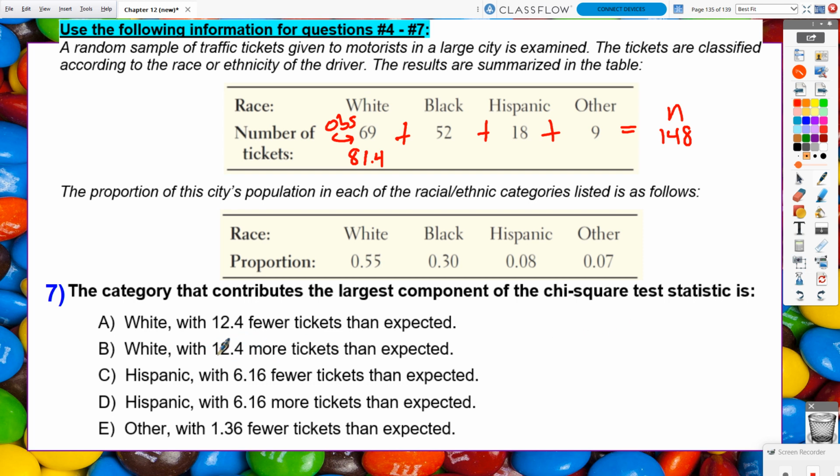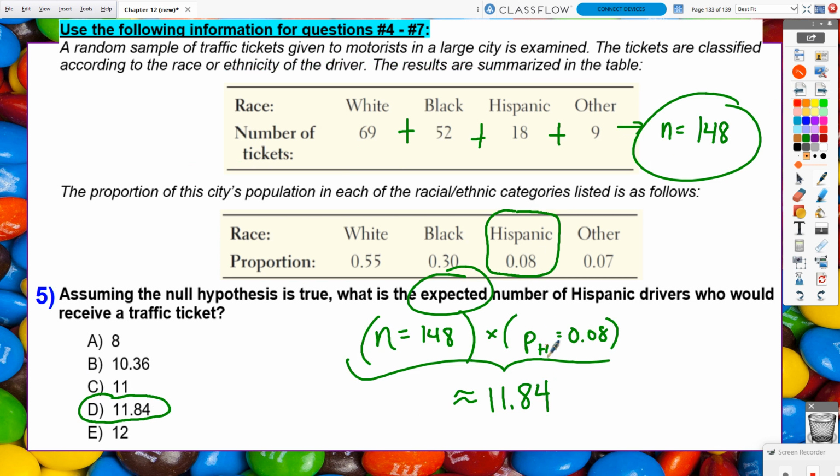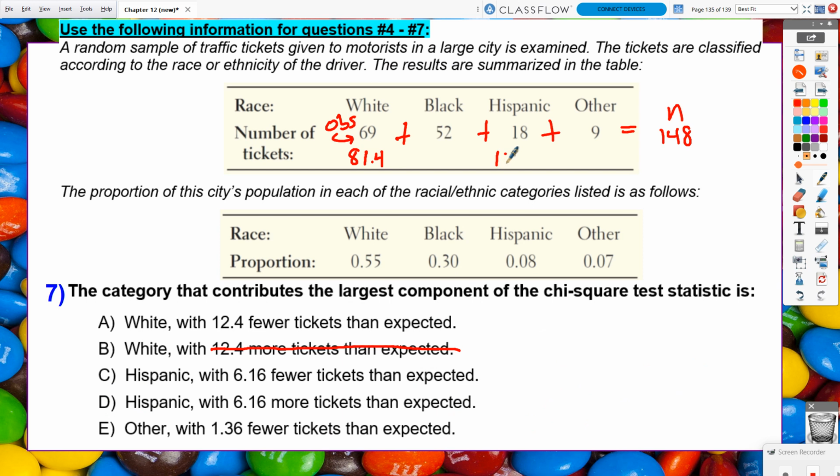So it wasn't 12 points more than expected. We saw 12.4 fewer than expected. And with Hispanic, we did that earlier, right? Yeah, we did 11.84. So let me jump back to here now. And you can see there were more than what we expected. We saw 18, but we were only expecting 11.84. So we can cross off the fewer option here. So we know it's not B, it's not C.